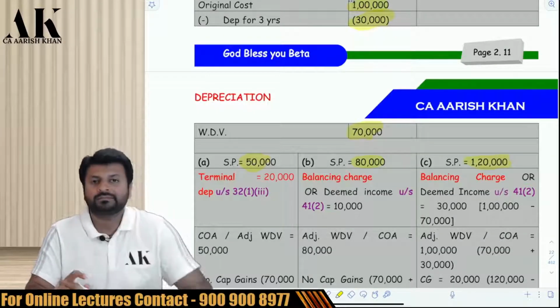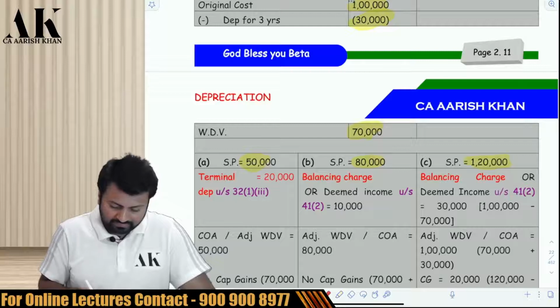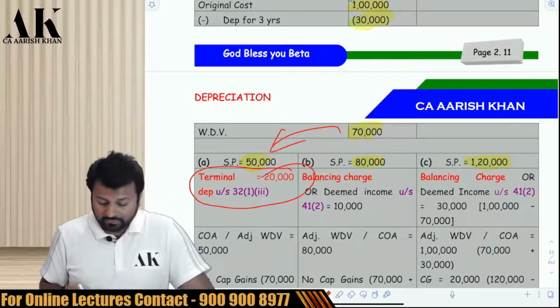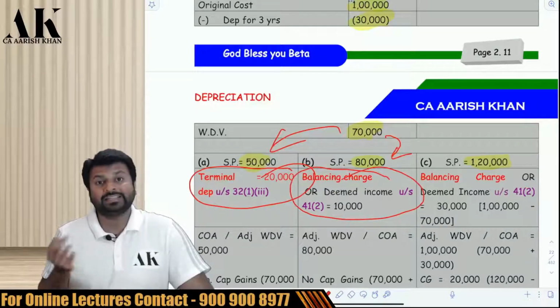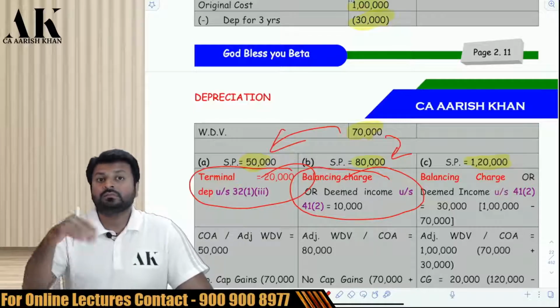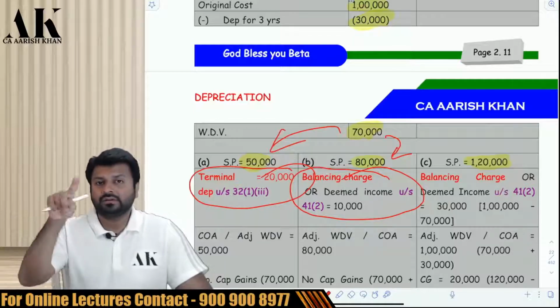Now listen carefully. If you sell for lower than WDV, then the government says that the difference will be allowed as terminal depreciation. If you sell for more than WDV, then the difference will be considered as deemed income, balancing charge. Lower than WDV, it's a loss, terminal depreciation. More than WDV, it's a profit, balancing charge.